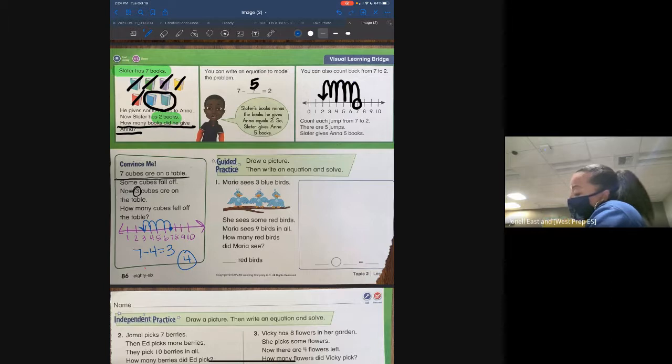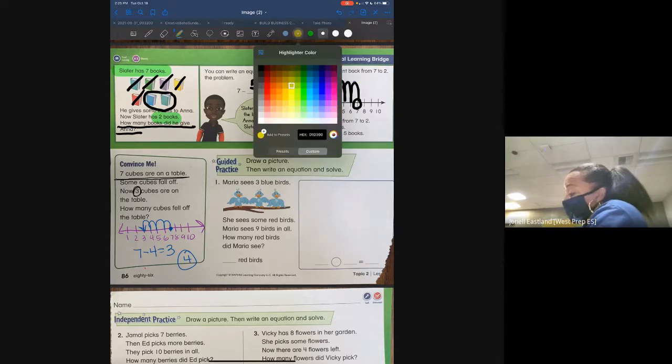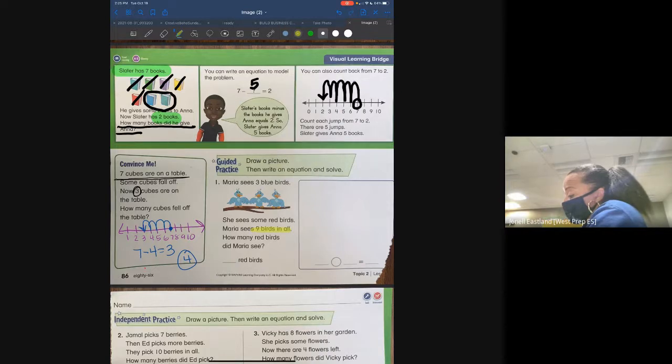Maria sees 3 birds. She sees some red birds. And Maria sees 9 birds in all. We need to know how many red birds she saw, right? What do we know going into this problem? We know that there's a total of what? 9. So my total is 9. I know that my total is 9. What else do I know? That there's 3 already there.